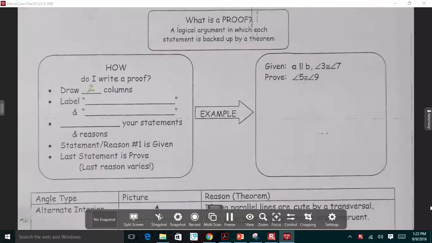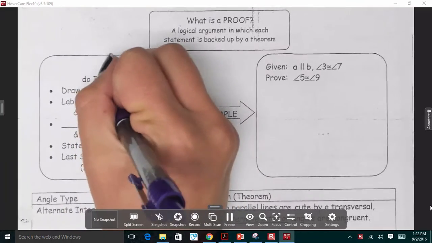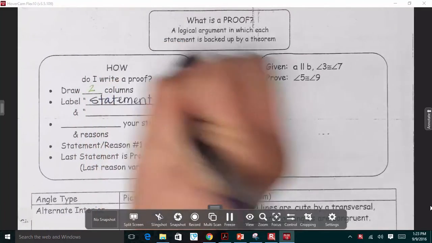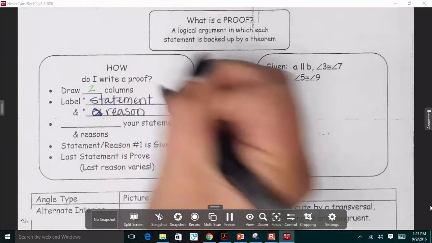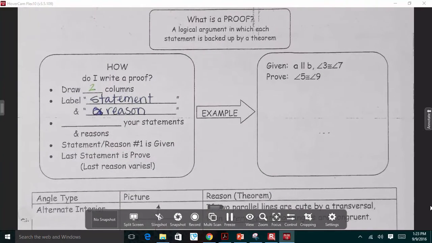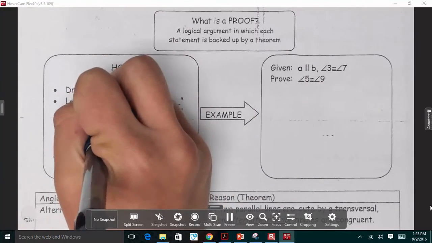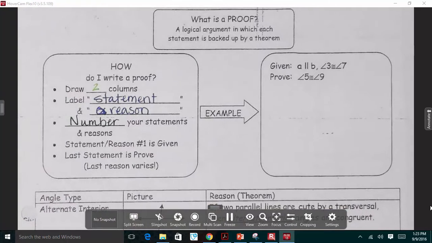two columns. Those two columns you're going to label statement and reason. You're going to number your statements and reasons. And then it's very important, it says that your statement and your reason, number one, is always going to be your given, and then your last statement is going to be your proof. And so let me show you what that looks like.